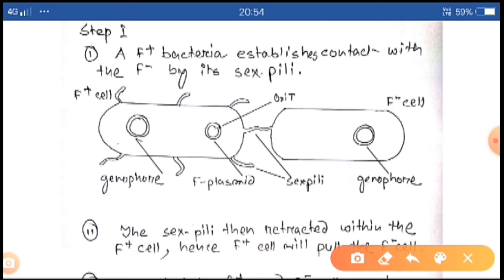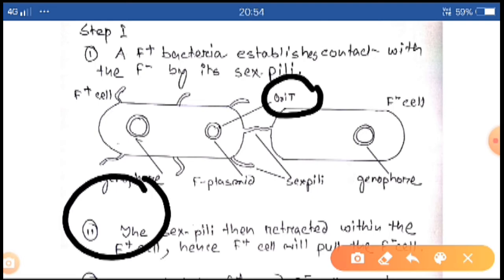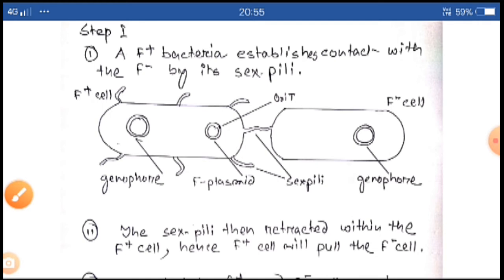Here origin of replication is present. That is, if this one is the double-stranded circular F plasmid, then in a particular zone the origin of replication is present, and at that origin of replication, the rolling circle mechanism will be performed by the formation of a nick, and due to that process, one strand out of the two strands of the F plasmid DNA will be broken at a particular point, and it will be converted into a linear thread.